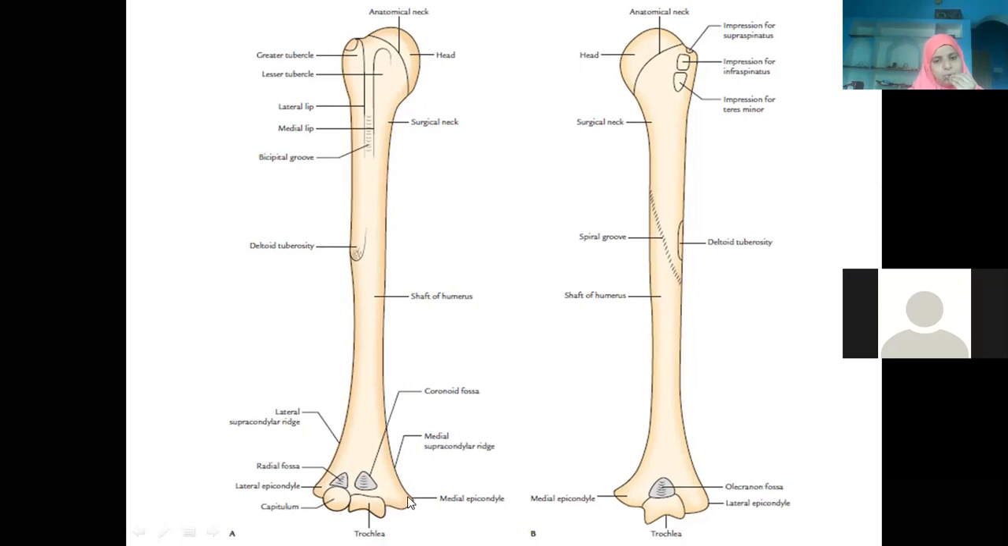Now coming to the lower end. So at the lower end we have two lines. From the medial epicondyle, if you trace it upwards, you call it the medial supracondylar line.